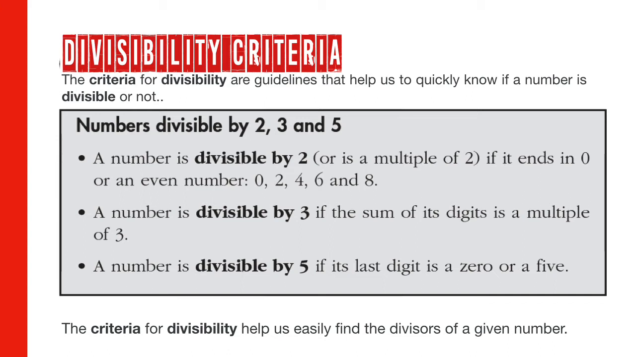A number is divisible by 3 if the sum of its digits is a multiple of 3. A number is divisible by 5 if its last digit is a 0 or a 5. The criteria of divisibility help us easily find the divisors of a given number.